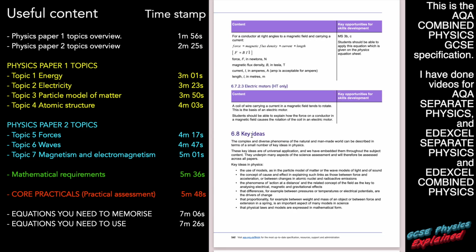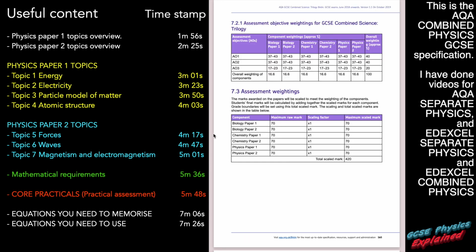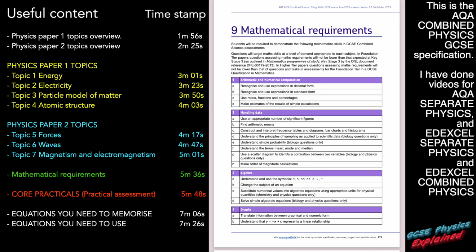Here's some key ideas that you're supposed to have picked up regarding your understanding of physics. Here's the assessment weightings. So as I've said before, you've got 6 papers. Each paper's worth 70 marks, giving a total of 420 marks, and they'll work out what grade you've got based on how much you get out of 420. These are all the mathematical requirements, all the skills in maths that you should have picked up over the last few years.